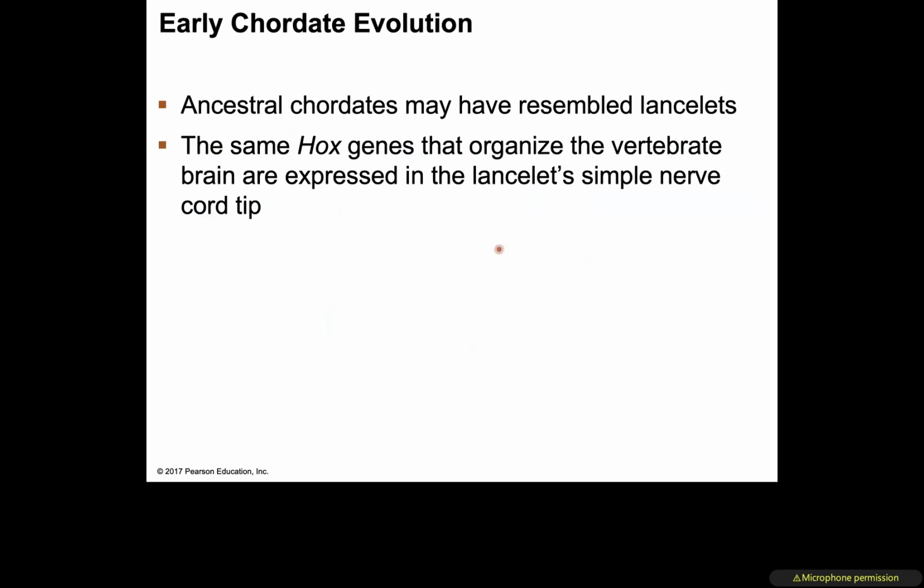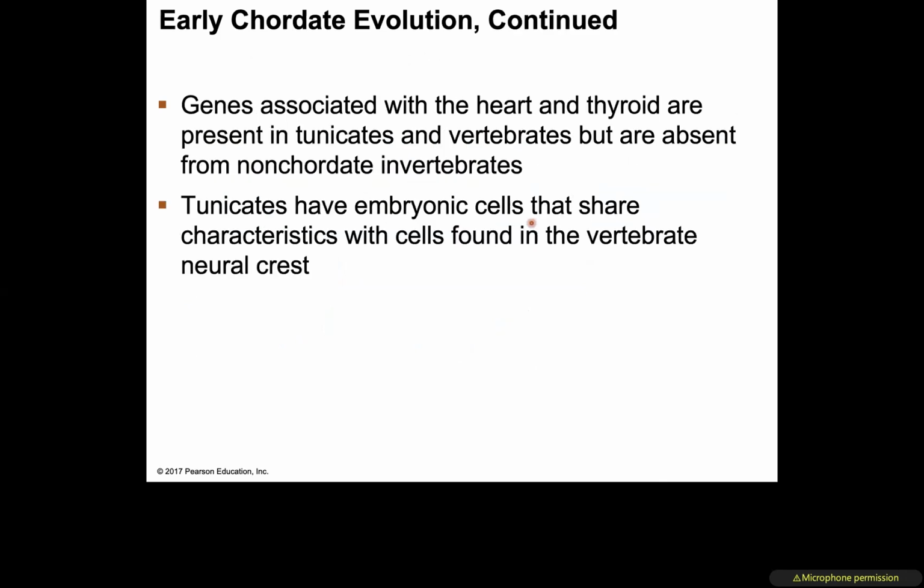Alrighty. In early chordate evolution, your ancestral chordates may have actually been very simple and resembled those lancelets. And so the same Hox genes that organized the vertebrate brain are going to be expressed in the lancelet's very simple nerve cord tip. The genes that are associated with the heart and the thyroid are going to be present in tunicates and vertebrates, but absent from non-chordate invertebrates. And so right there, that's where you start to see that diversity, leaving that unification and seeing that diversity.